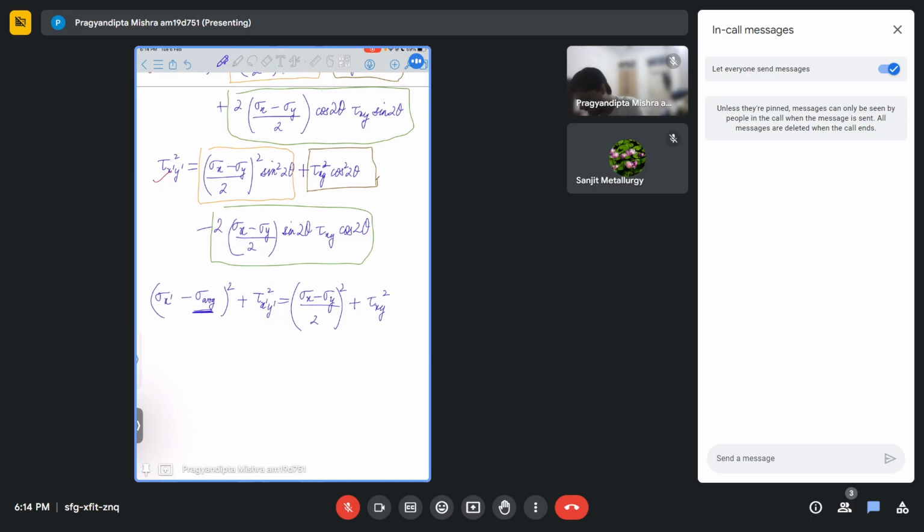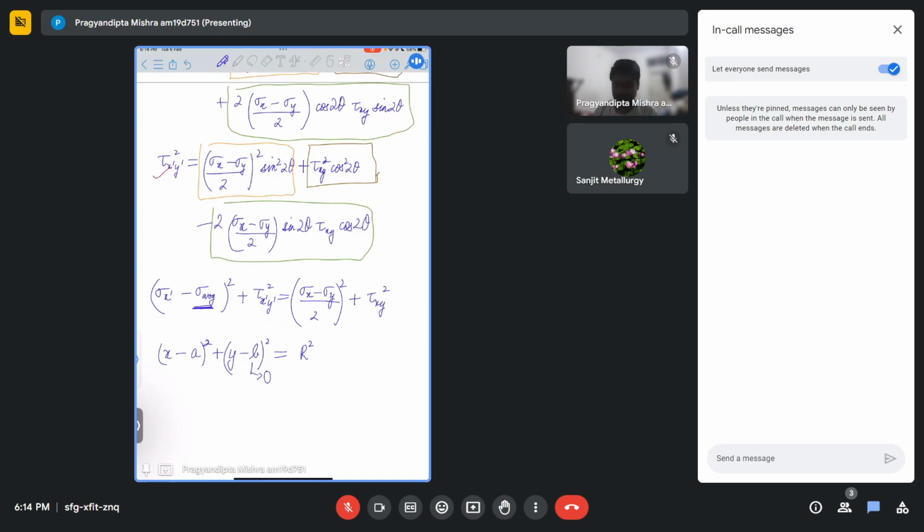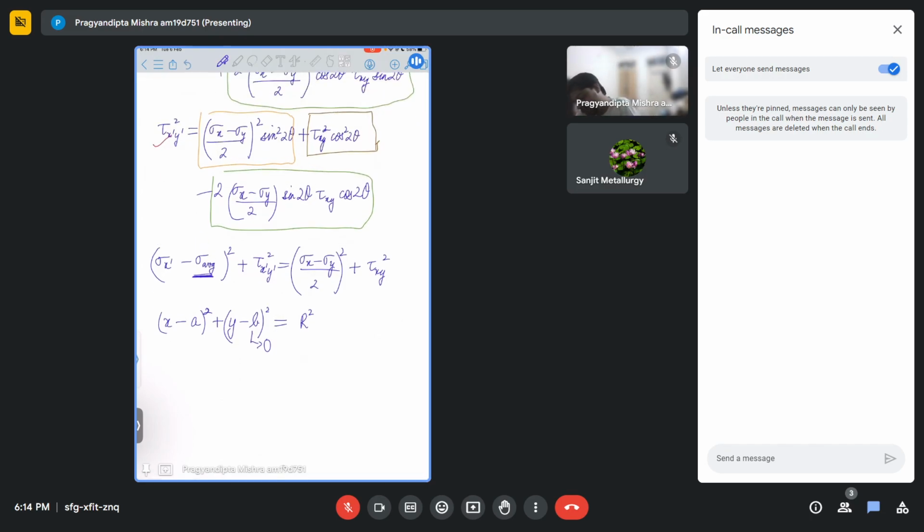So let's represent it in a different form so that we can understand what this looks like. So this will be x minus a the whole square plus y minus b the whole square is equal to r square. Now here a, b and r are known, right? B is equal to 0. A is equal to sigma average, which is again known. R square is also sigma x minus sigma y by 2 whole square plus tau xy whole square, which is again known, right?